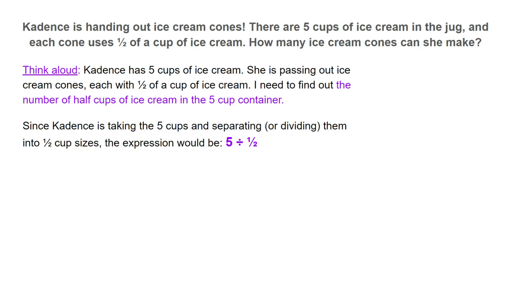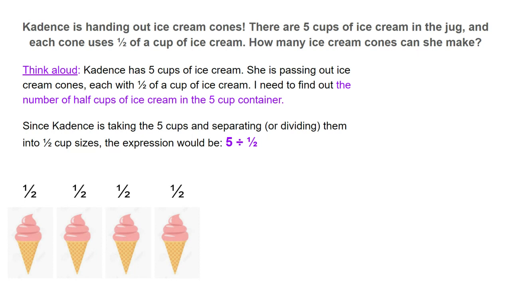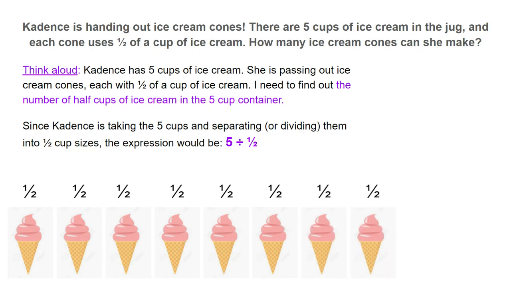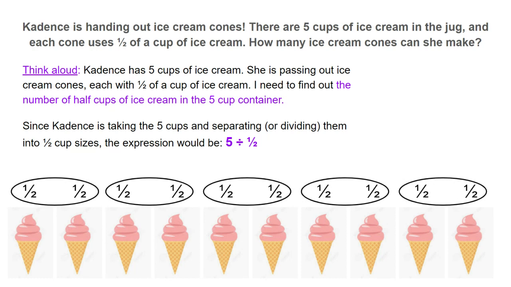So again, my biggest recommendation would be to draw a picture. So we have a 1/2 cup of ice cream here for this first cone, and then we have another 1/2 cup. So here we've used 1 cup of the 5 available cups. And then we have another ice cream cone, which was another 1/2 cup, and then another. So now we've used 2 cups of ice cream. And then here we would have used 3 cups of ice cream, 4 cups of ice cream, and 5 cups of ice cream. And you can see here we've circled the 1/2 to show our cups of ice cream.